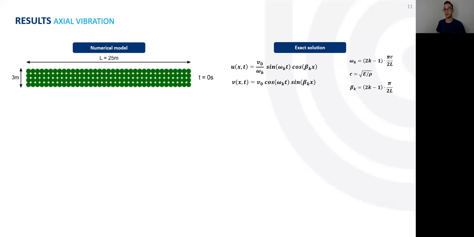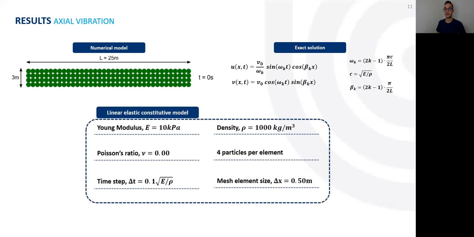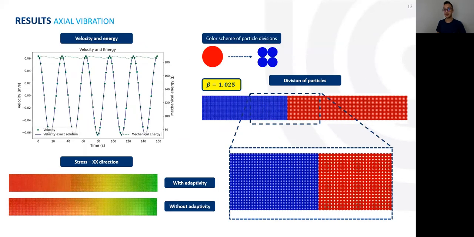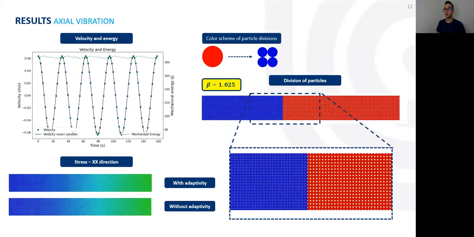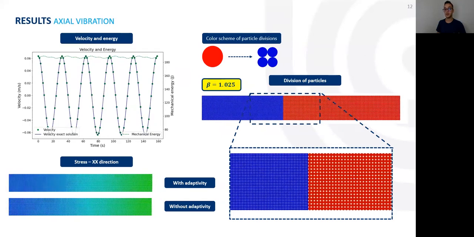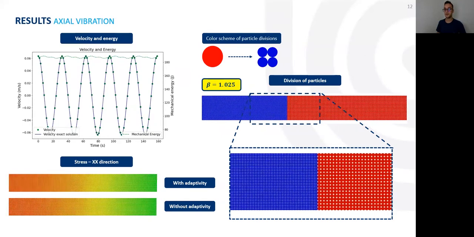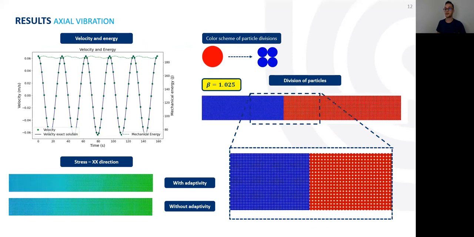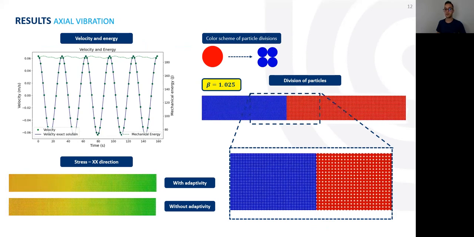The bar is considered to be linear elastic, with the simulation parameters taken as shown in the table. Lastly, for our adaptive scheme, we use a beta value of 1.025. As you can see, at the beginning of the simulation, all particles on the left side of the bar are divided because of the increase of deformation, as this side is fixed.